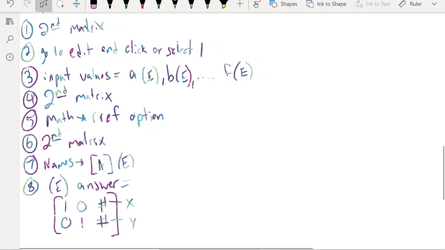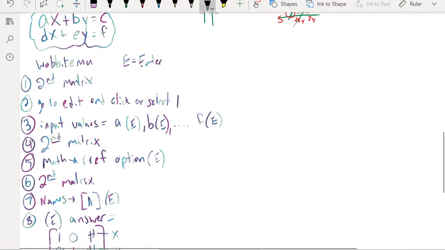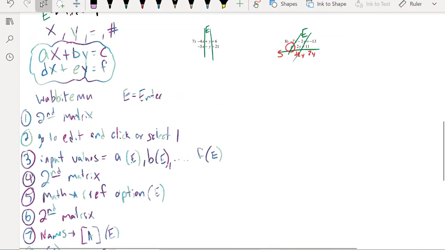Second matrix, go to edit and select a 1, meaning select one of your matrix options, input your values, hit second matrix math, RREF, and then of course enter. And then second matrix again, go to names, go to the matrix that you created, and hit enter, and then hit enter again. So basically just a lot of hitting enter in order to make your matrix and do the RREF thingy. Okay.